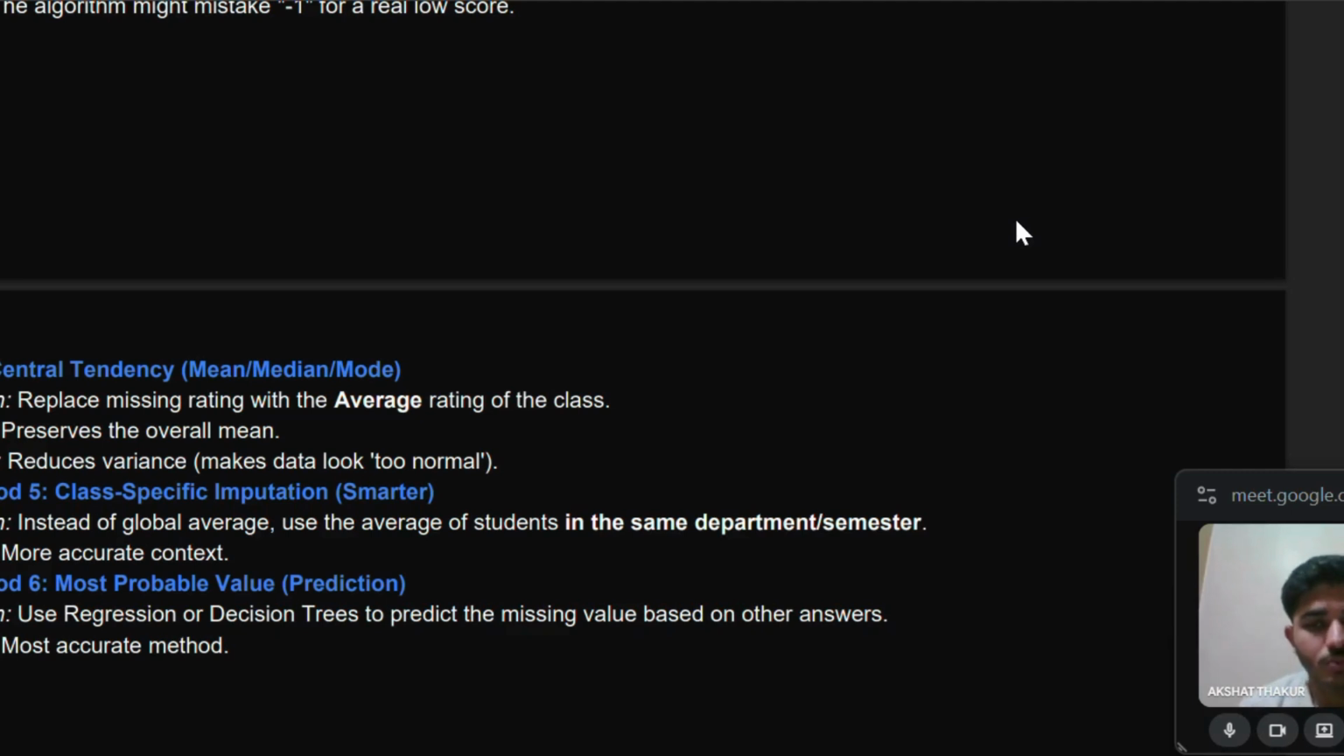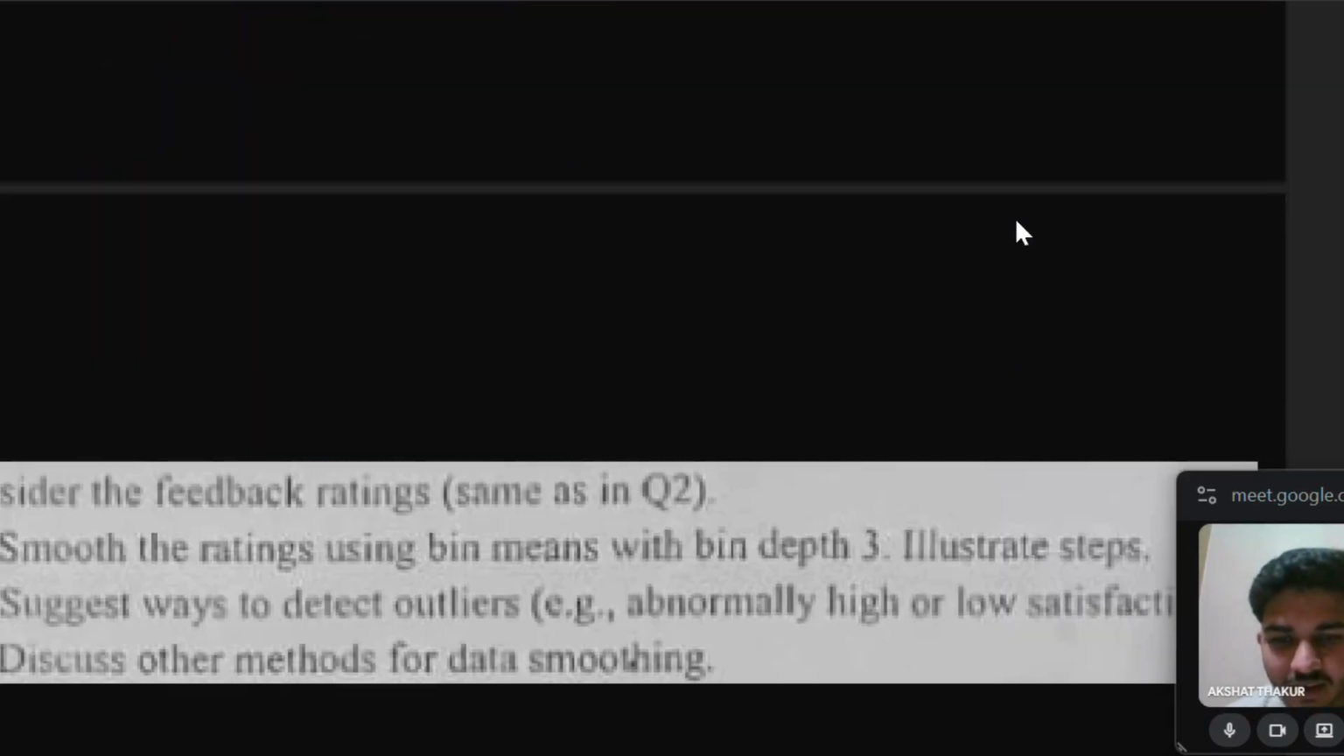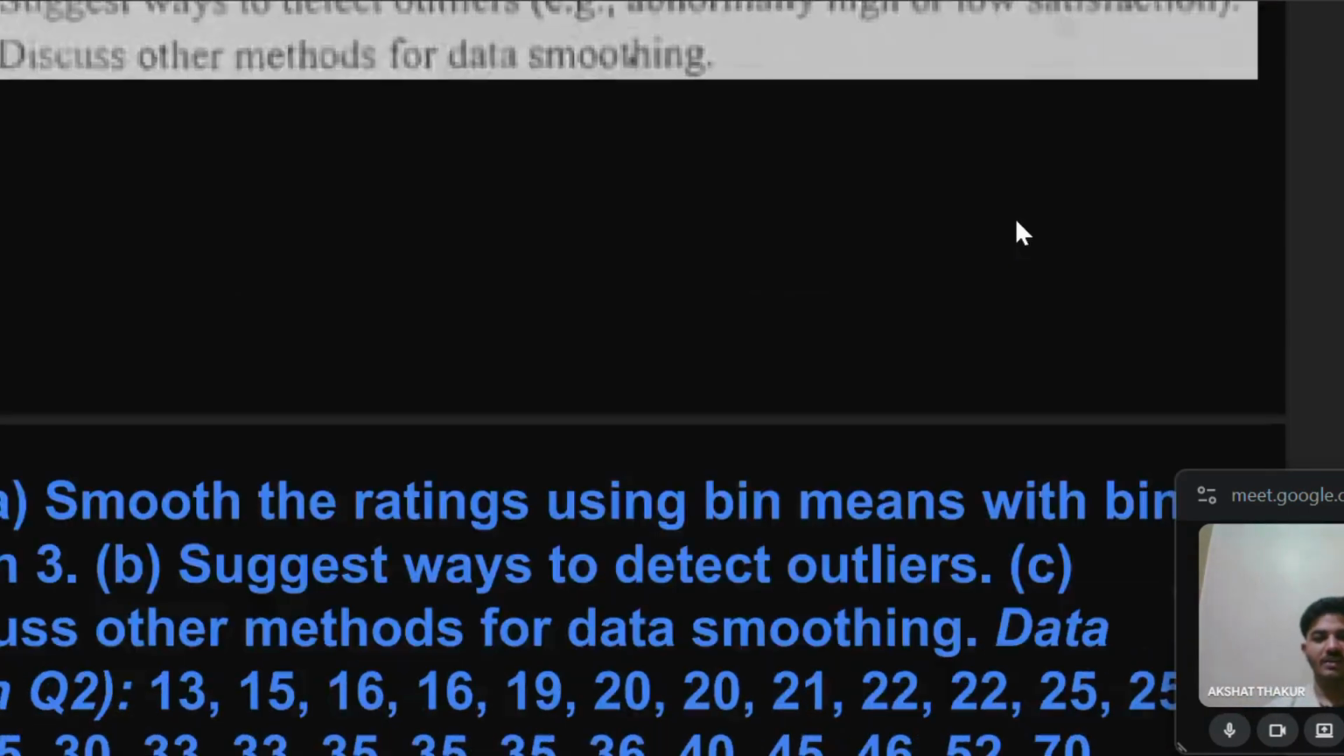Sixth, most probable value prediction. Use regression or a decision tree to predict the missing value based on other answers. This is the most accurate method. Okay, now moving to question 11.